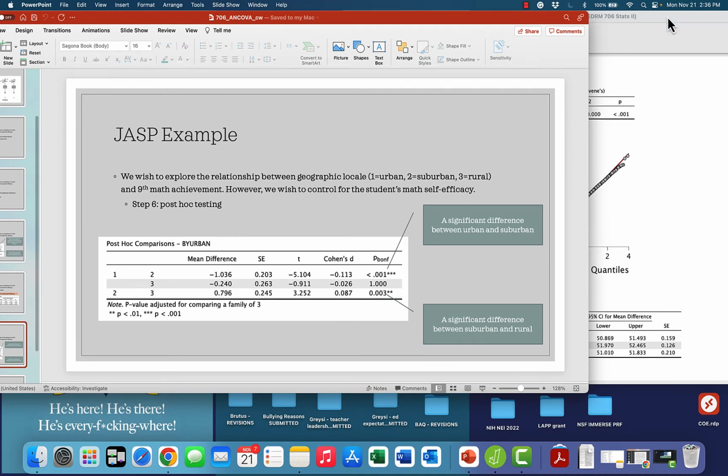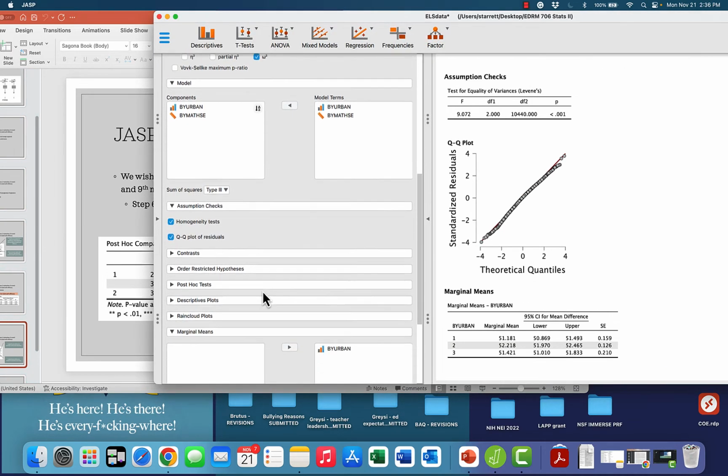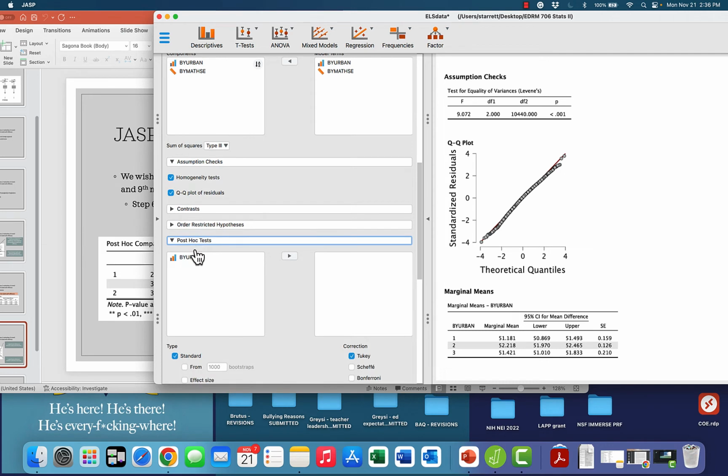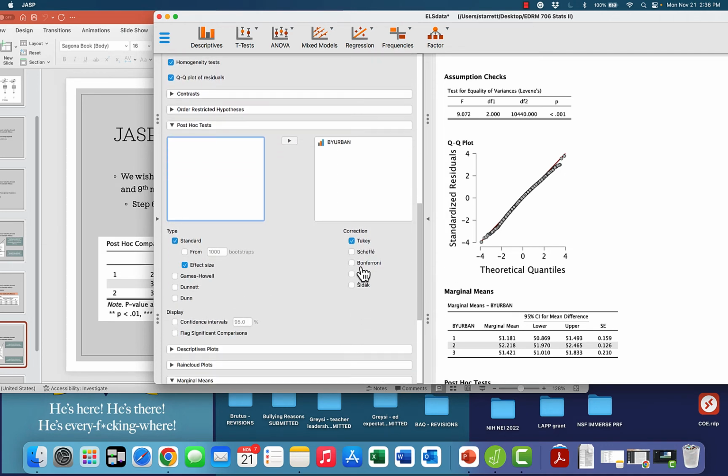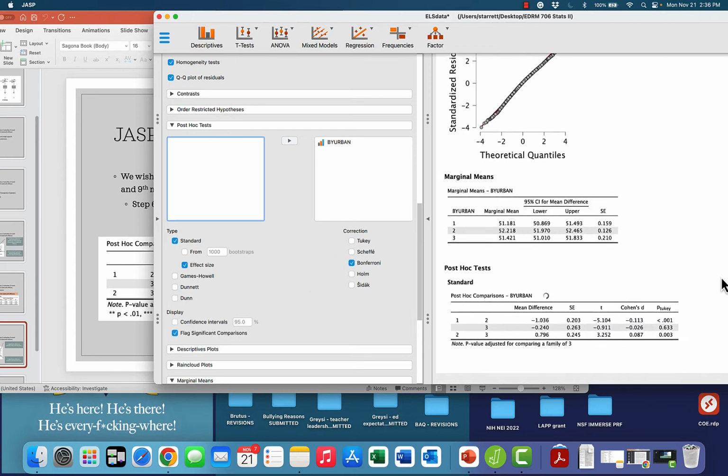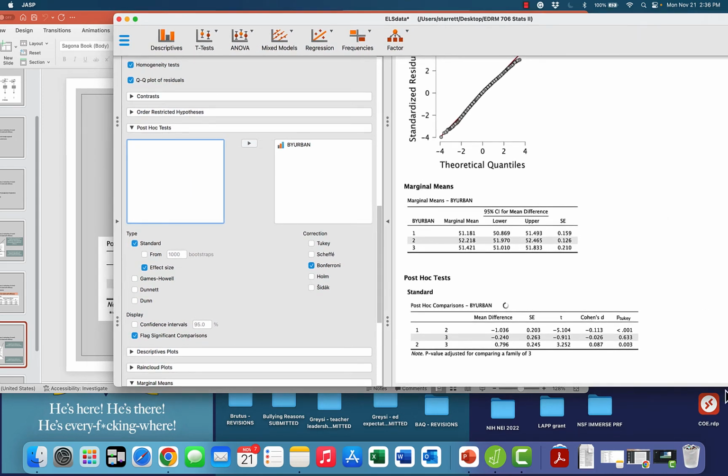All right, let's do our post hoc comparisons now. So let's go into post hoc and add urban. And we want effect size, we want Bonferroni, not Tukey, and we want to flag significant comparisons. All right, and here we see our post hoc tests.